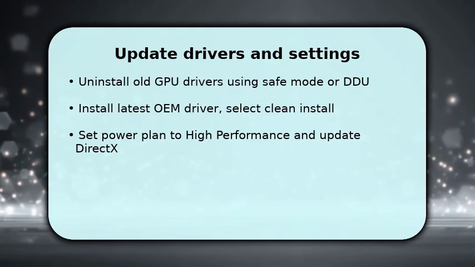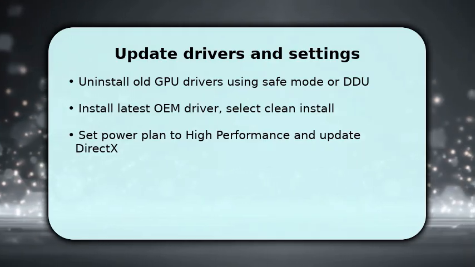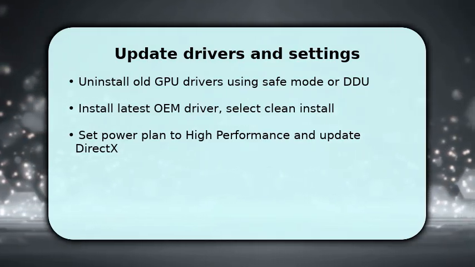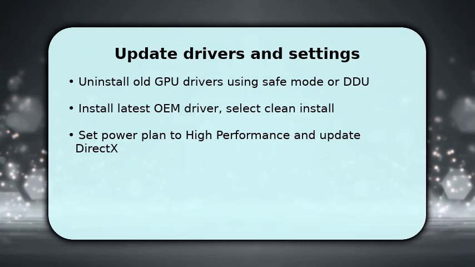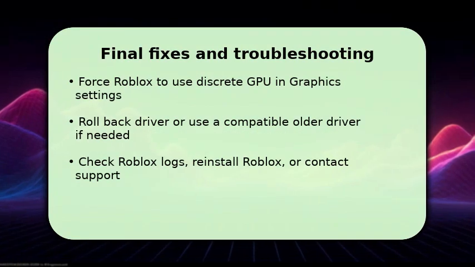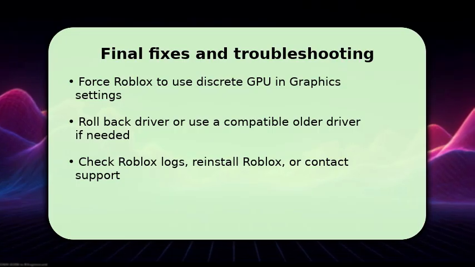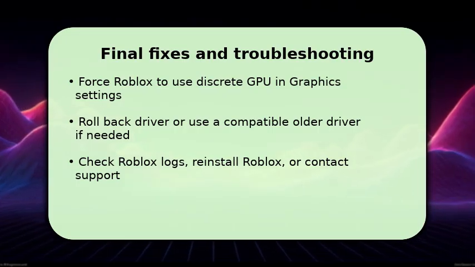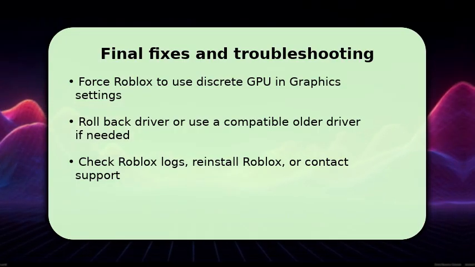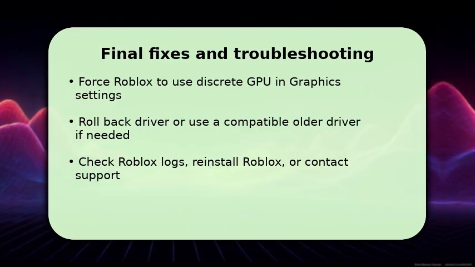You finish by forcing Roblox to use your discrete GPU via Windows graphics settings and verify in Task Manager that the game uses that GPU. If incompatibility persists, roll back to a known compatible driver or try a slightly older OEM driver. Newer is not always better.